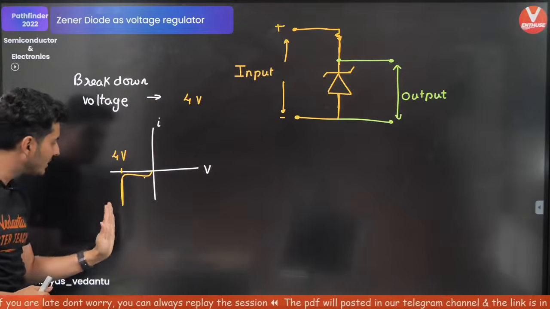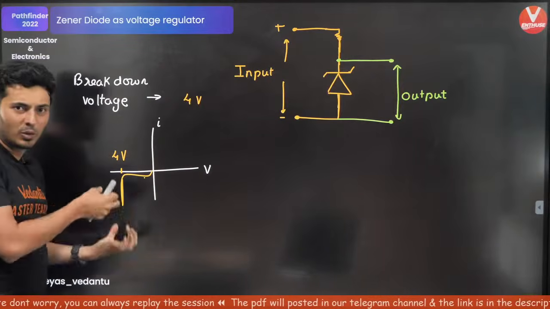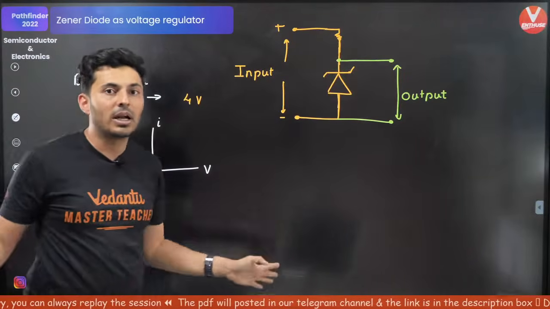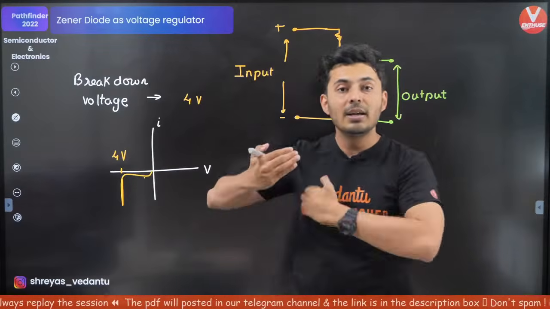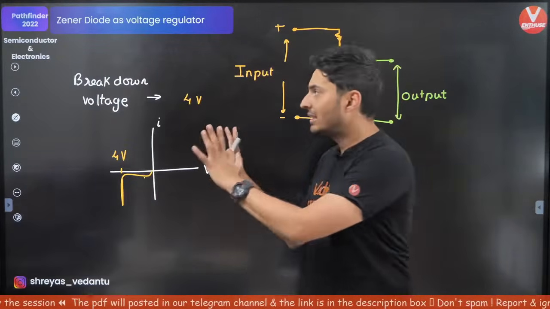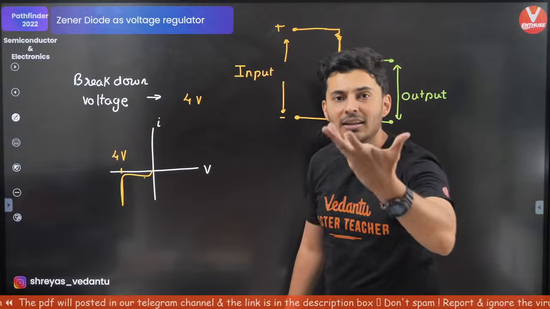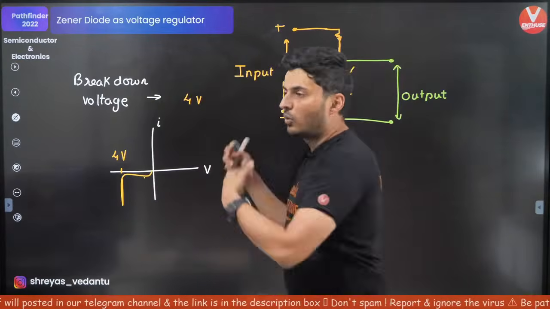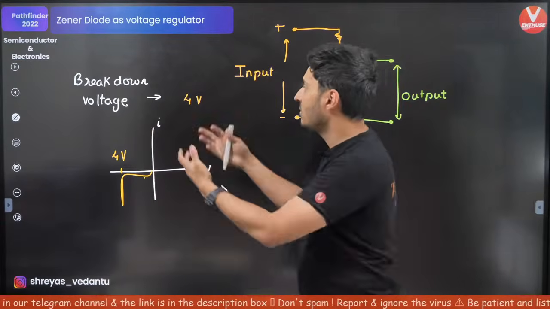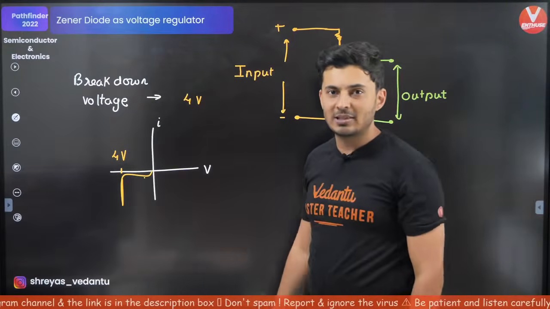The voltage remains constant. This is negative voltage, 4 volts. So no matter what you try to do, the voltage cannot exceed that 4 volts. That is a specific example. Another Zener diode might have 100 volts as its breakdown voltage, and some other diode might have 7 volts as its breakdown voltage.